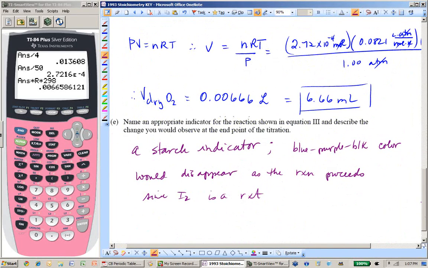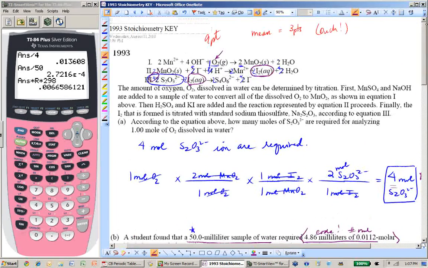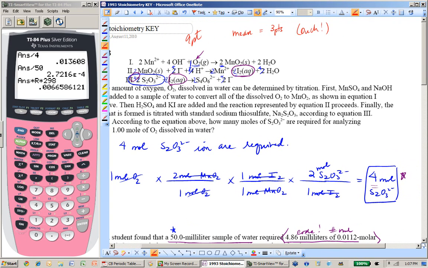All right, so let's talk about the scoring on this one. Again, I say the mean on this was 3 points. Whichever method you used to come around to the fact that I need 4 S2O3 2- ions for every mole of oxygen earned a point, whichever way you got it.